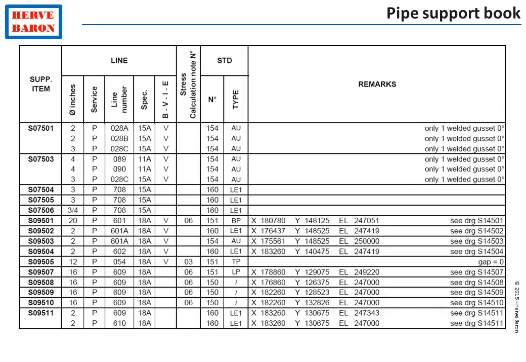All information related to pipe supports is shown on the pipe support book. It indicates for each support the reference of the standard drawing, together with any additional dimensional information required for fabrication, or the reference to the special pipe support drawing.